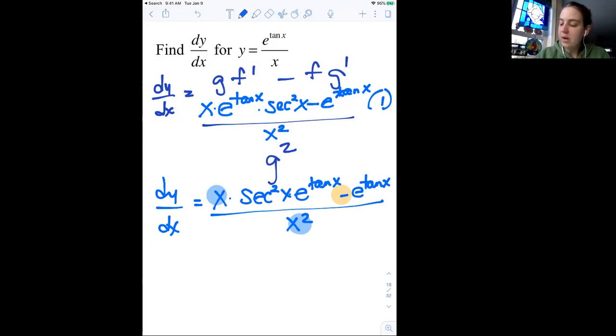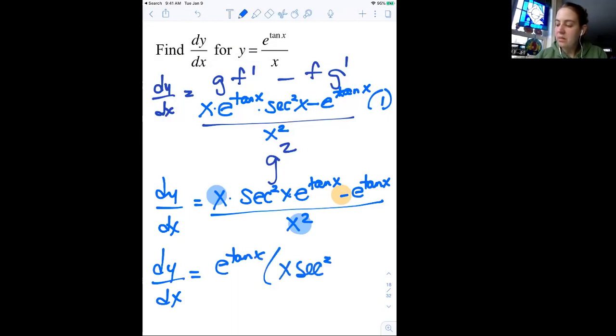We're learning here, we're learning. Dy dx is equal to e tangent x, x secant squared x minus 1 all over x squared. If you really want to factor, that's what you can do, but nothing will cancel after that. All right. Like I said, still learning.